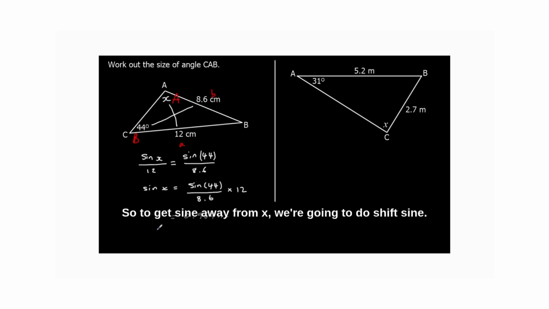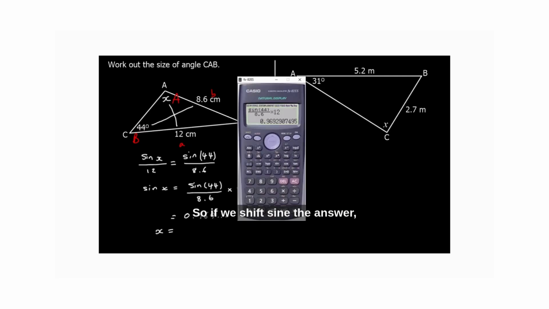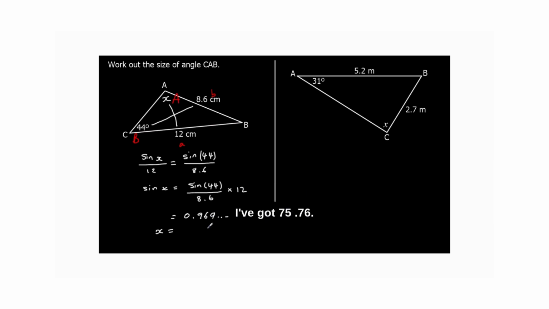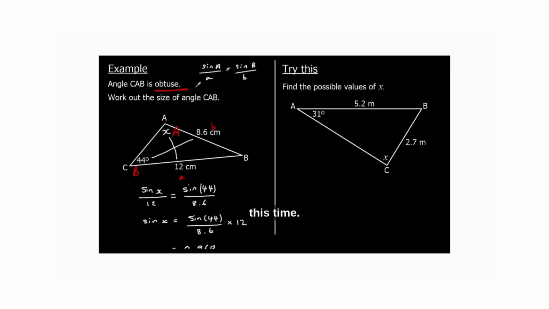So to get sine away from x, we're going to do shift sine. So if we shift sine the answer, we get an answer of 75.76. I'll write that down, 75.76 degrees. But hold up, that's acute. We want to work out an obtuse angle this time.